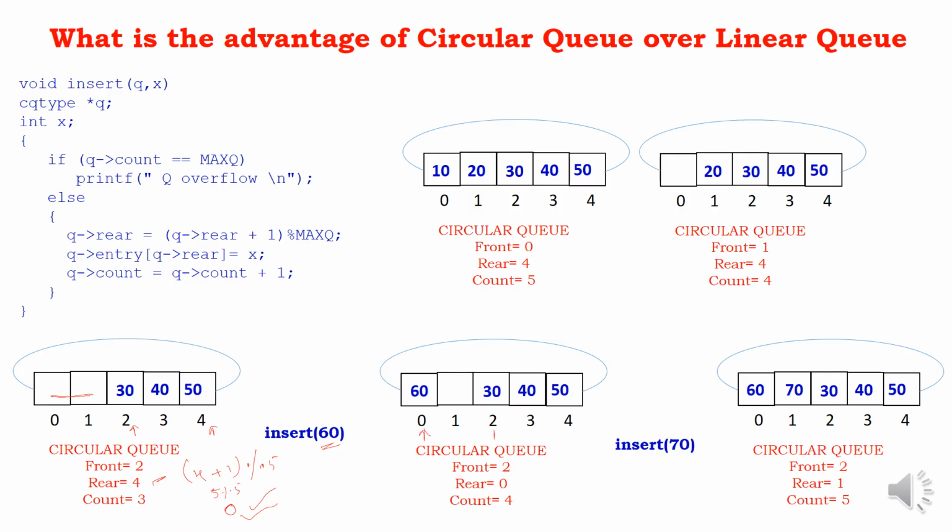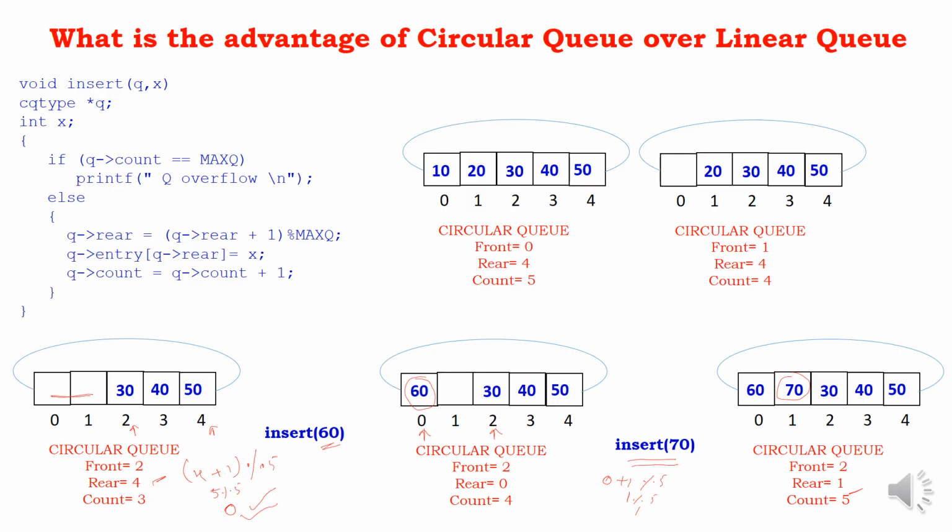Your front is 2 only. So front is 2, rear is 0. In the place of rear, you have inserted a new element. See, once again try to insert one more element. Insert 70. So this is the status where rear is 0. Now rear is rear plus 1 mod max q. Rear is 0. 0 plus 1 mod 5, 1 mod 5 is 1. In the place of 1, 70 is placed and count is increased. Every time you insert, count is increased.